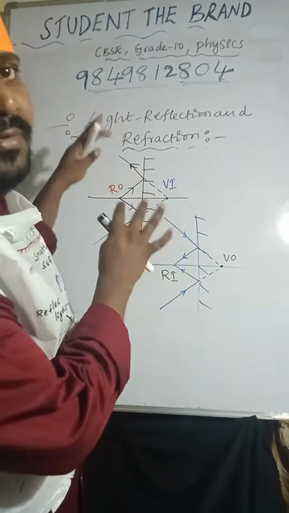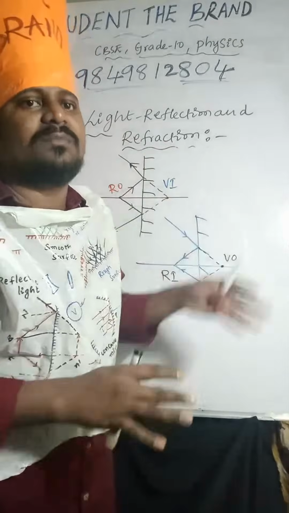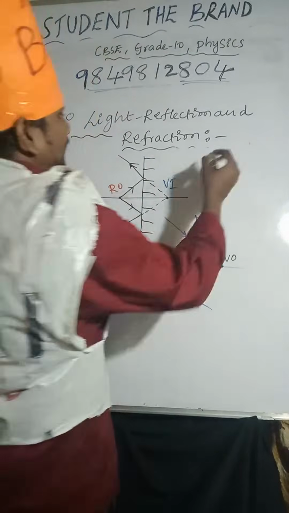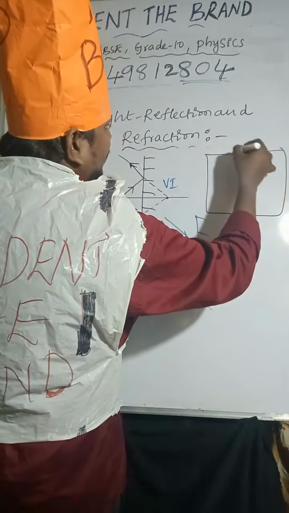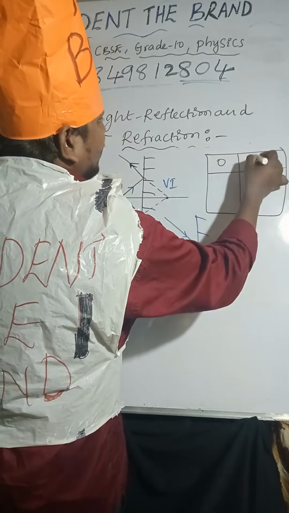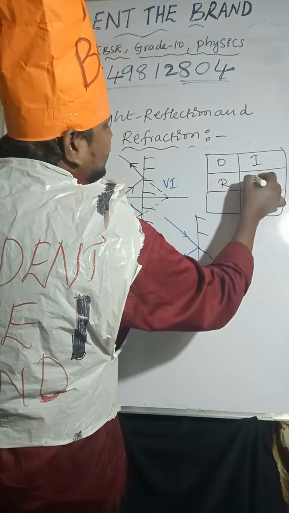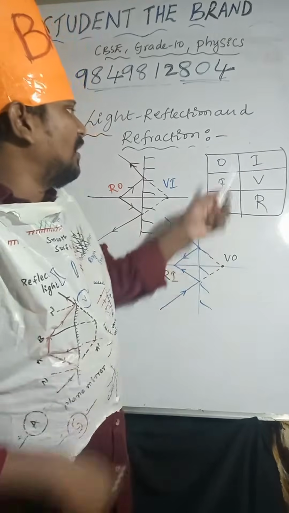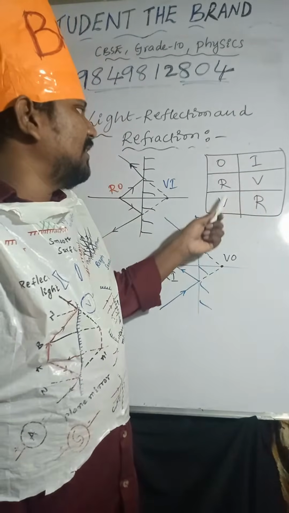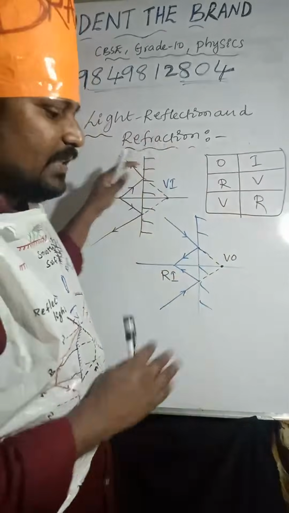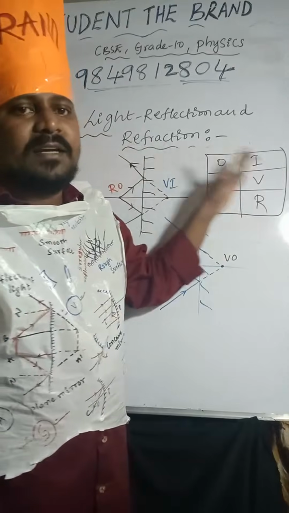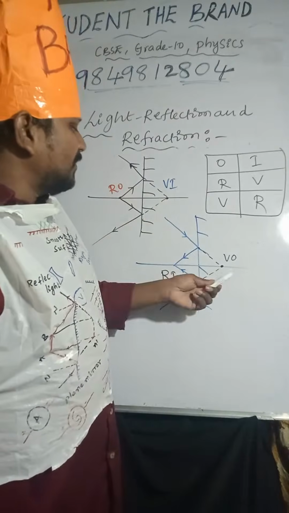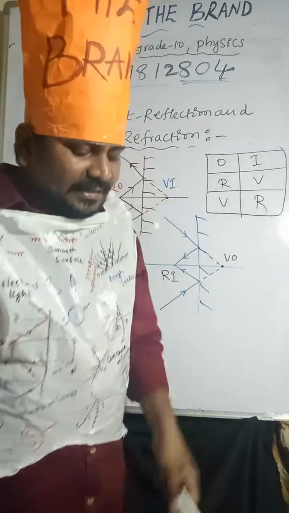So by observing these two diagrams, we can conclude that object and image: object is real, image is virtual. Object is virtual, image is real. Yes or no? So once again, check here. Object is real, image is virtual. Object is virtual, image is real. So this is about the object and image. A real object gives a virtual image, and a virtual object gives a real image. So we can conclude that, right?